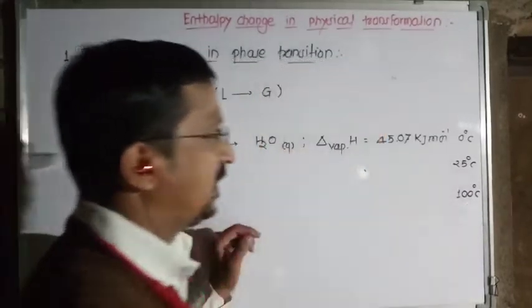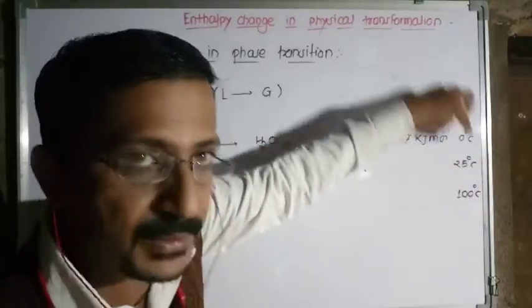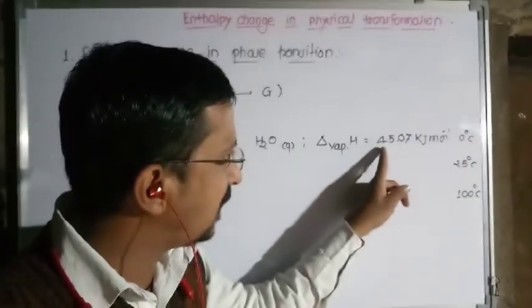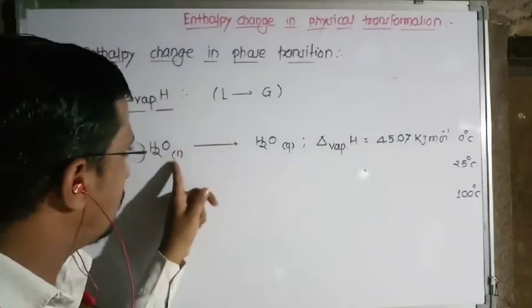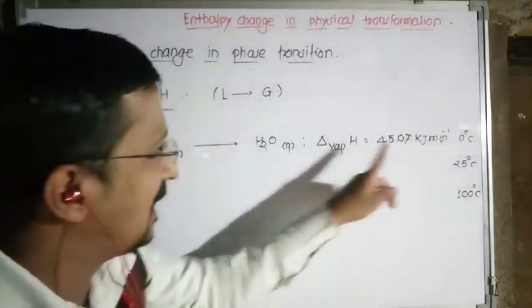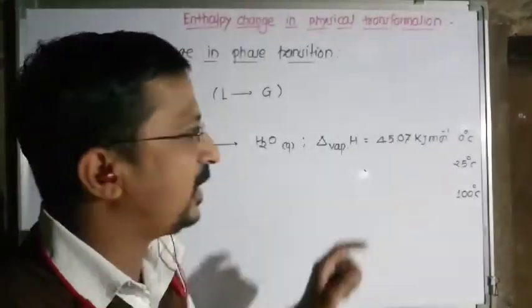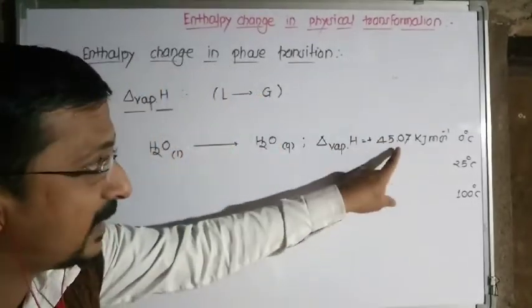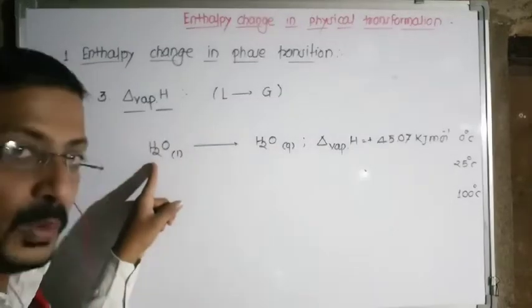Now just consider, as temperature increases, at 0 degree Celsius the enthalpy of vaporization for conversion of 1 mole of liquid into gaseous is plus 45.07. In the sense, this much amount of heat energy has to be given to 1 mole of liquid.